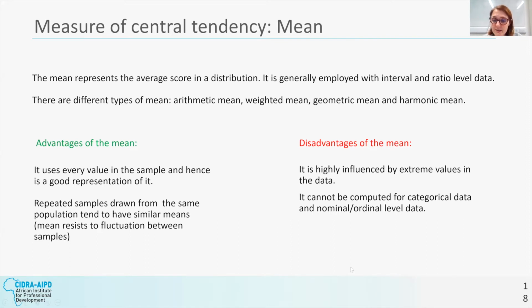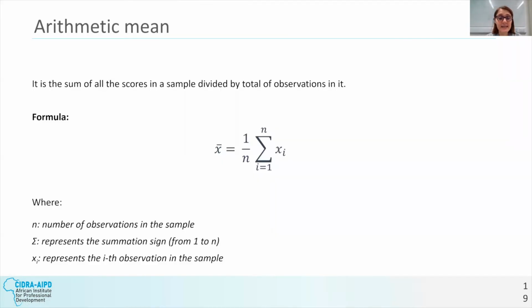So now let's go and see in more detail the different types of mean, starting with the arithmetic mean. If you're not familiar with the mathematical notation, please don't worry about it because we're going to see it together. This X with the little bar on top represents the mean. N represents the total number of observations in our sample. This symbol here means a summation. So we are going to sum all the observations in our sample with i going from 1 to n.